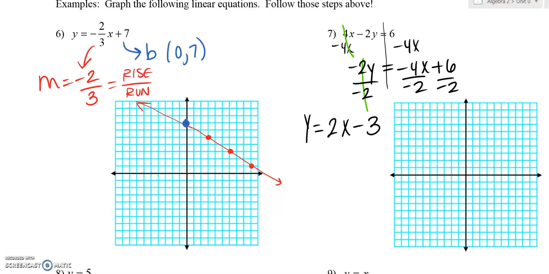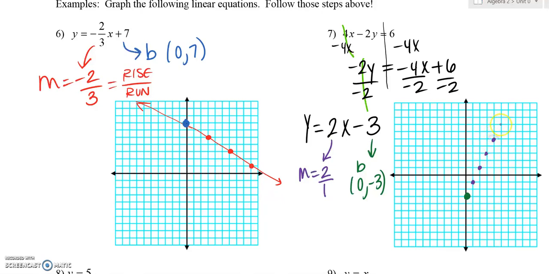Step 2. Plot the y-intercept. My y-intercept comes from this b value that is 0, negative 3. So I go on my graph and I go down 3 spots. 1, 2, 3, plot my point. Step 3 is find the slope. My slope is coming from that number in front of x, so my slope is 2. Think about this as 2 over 1. So I rise 2, I run 1. Go to your point, rise 2, run 1. Rise 2, run 1. Give me a couple more points here.